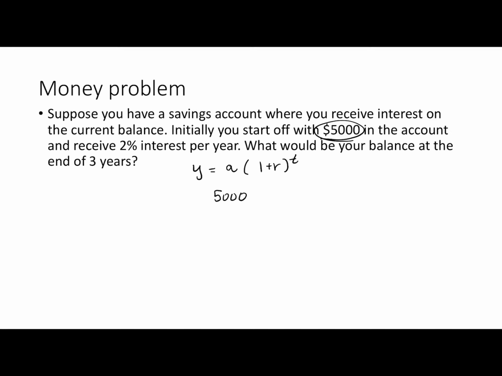Okay, 1 plus r is going to be 1 plus your percentage, your interest, your growth rate, written down as a decimal. Okay, 2%. Whenever you divide it by 100, it gives you 0.02. So you write down 0.02 right here. Then we raise it to the power of t, which is the number of years you want to leave this money in there for. So that would be 3 years.